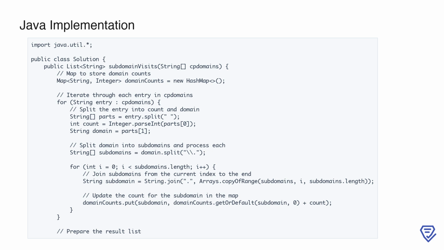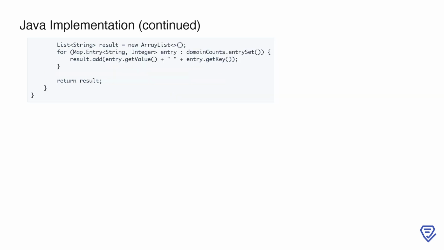For each subdomain, we update its count in the map by either adding to the existing count or initializing it if it doesn't exist in the map yet. This ensures that all subdomains are accounted for with their respective visit counts. After processing all the input entries, we prepare the result list to return the formatted output.